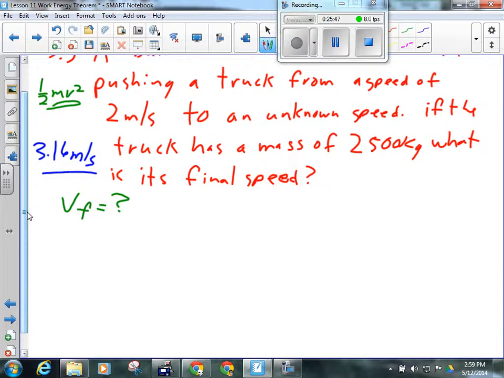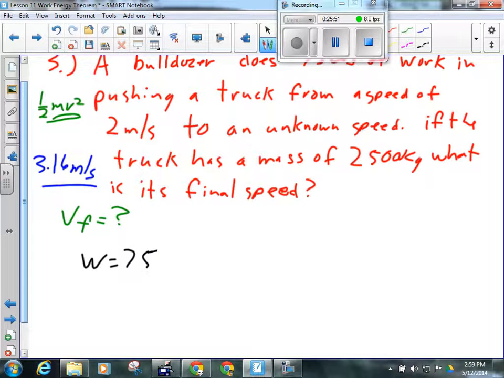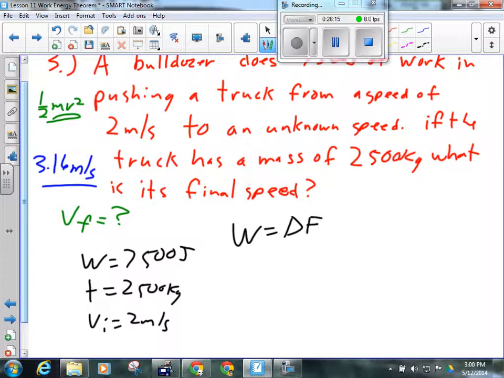First, let's write down our givens. The first thing it tells us is the amount of work done. Okay, so we know that the work is 7,500 joules. Okay, and it says that it pushes the truck, which has a mass of 2,500 kilograms, from 2 meters per second, that would be the initial speed, to an unknown final speed. Okay, so is kinetic energy changing in this question? Yes, because the speed of the truck is changing. So work is a change in kinetic energy for this question. Now, do I have to plug in force times distance, or did they already tell me what work was?